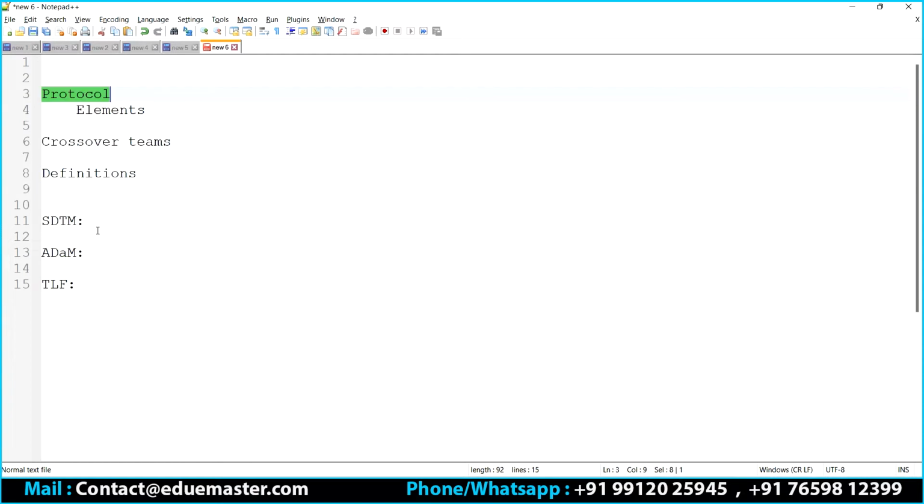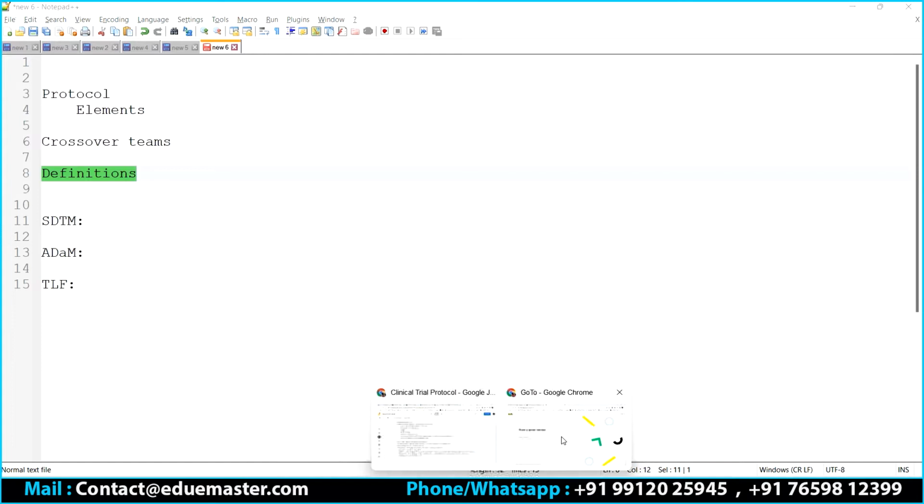So we start with the protocol, slowly we discuss the elements, parallelly we go with the crossover teams, and we also discuss the definitions. Clear? All right.